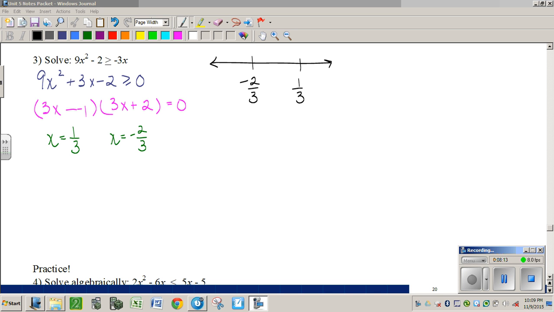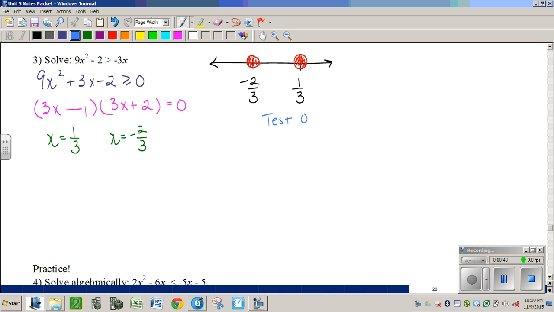Okay, so you should have come up with your solutions of 1/3 and negative 2/3 if you factored everything correctly in there. And if this symbol says greater than or equal to, that means that my circles here are going to be filled in because we want to include these two values in our solutions. Now we're going to test a value in between our numbers. A nice test point is 0. Any interval you can test 0 in, it's always a good idea to do.